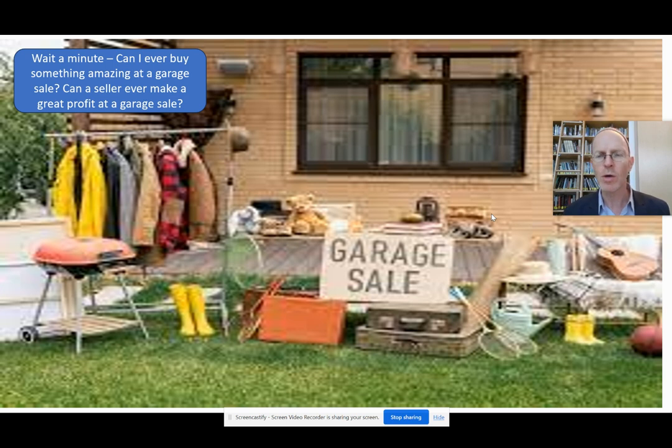So the next question is, that's basically not allowed. That would be considered ona'ah. If the buyer has information that the seller doesn't have, or the seller has information that the buyer doesn't have, those would be considered ona'ah.